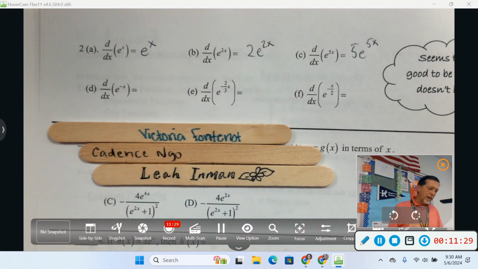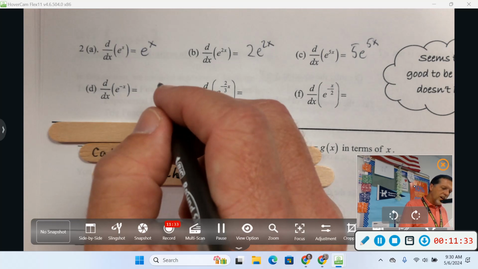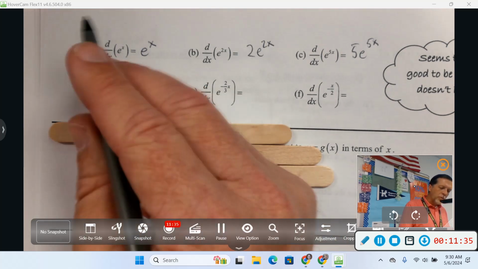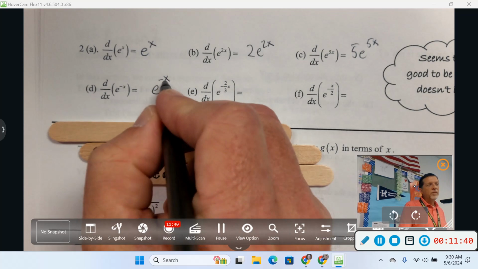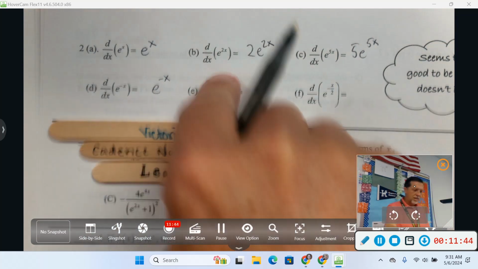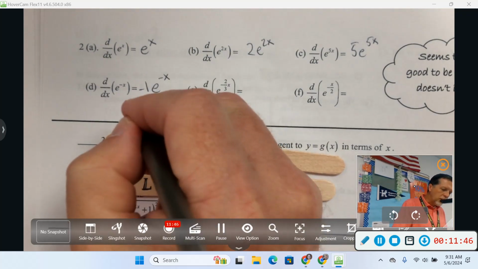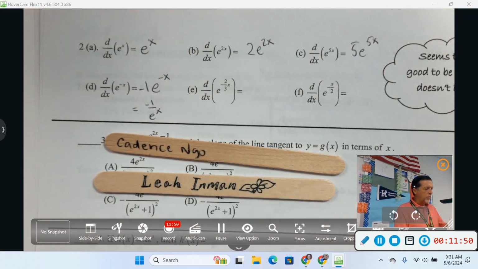Victoria, e to the negative x? Let's back up. We'll get there in a minute. So e to the negative x, but what's the derivative of negative x? Negative 1. And then you flipped it, which is fine. Negative 1 over e to the x. So you don't have to do that, but not wrong if you do.